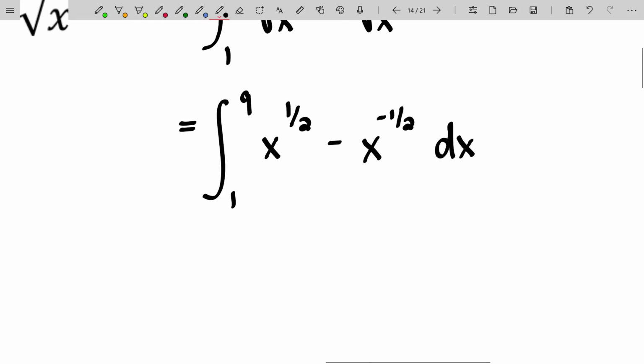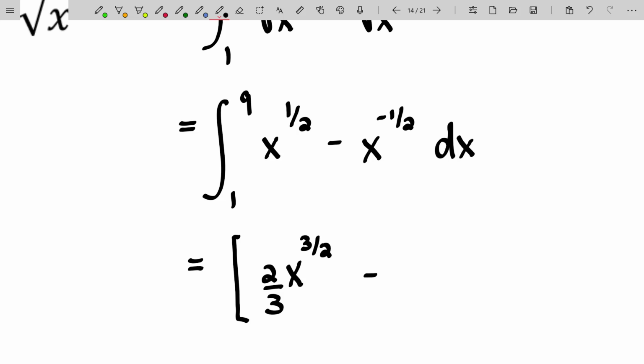Because remember, the antiderivative of x to the n is x to the n plus 1 divided by n plus 1. In other words, add 1 to the power, divide by the new power. So let's go ahead and do that. The antiderivative of that first one is going to be x to the 3/2, add 1 to the power, and divide by that new power, which means multiply by the reciprocal of that new power. Minus the antiderivative of x to the negative 1/2, you would add 1 to its power to get 1/2, and multiply by the reciprocal of its new power. And we are evaluating these from x equals 1 to 9.